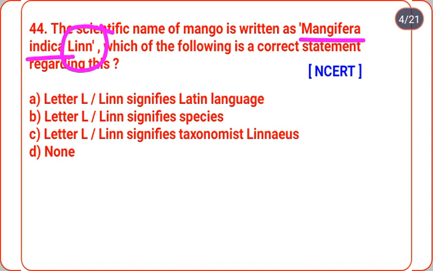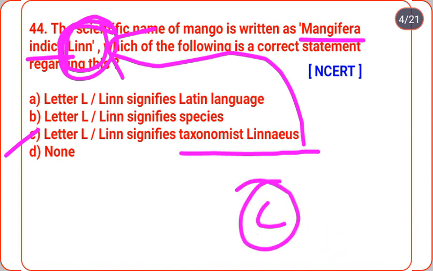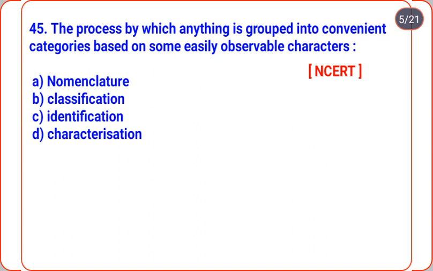So here our question is, what is Linn? Option C is our correct answer. Letter L or Linn signifies taxonomist Linnaeus. The Linn part signifies the taxonomist Linnaeus. So our correct option is C. Okay, next.